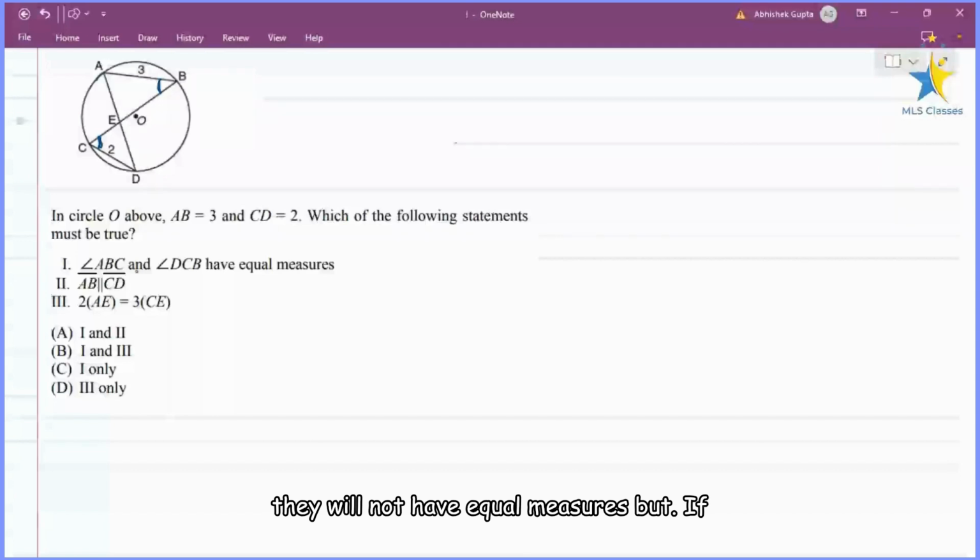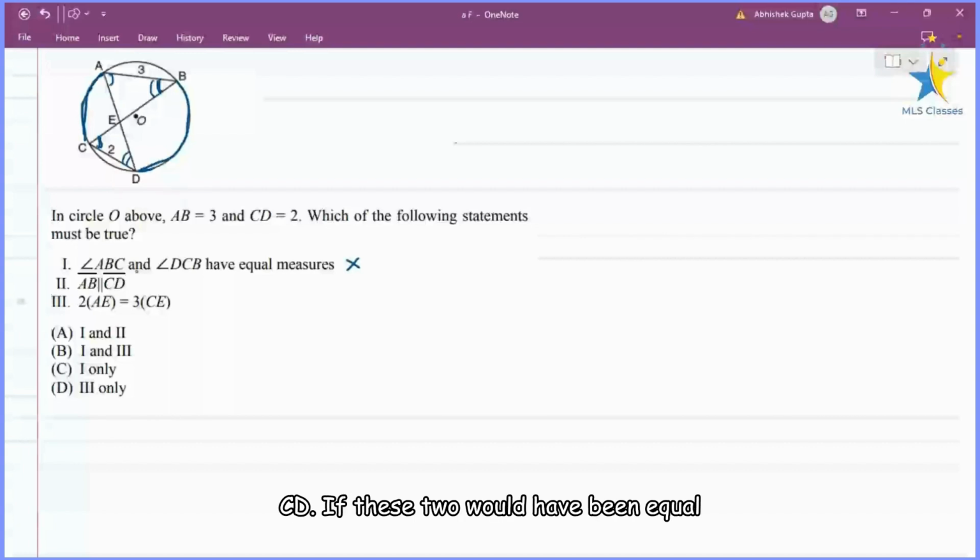But if you see, this is a common arc, and for this arc, this angle and this angle will have equal measures. And similarly from this side, this is a common arc, that means this angle and this angle will have equal measures. So the first one is wrong. Now we'll see, AB is parallel to CD. No, AB is not parallel to CD.